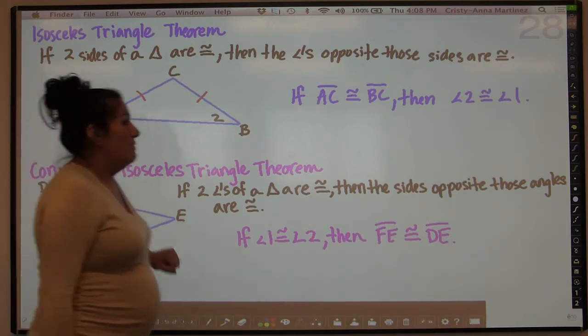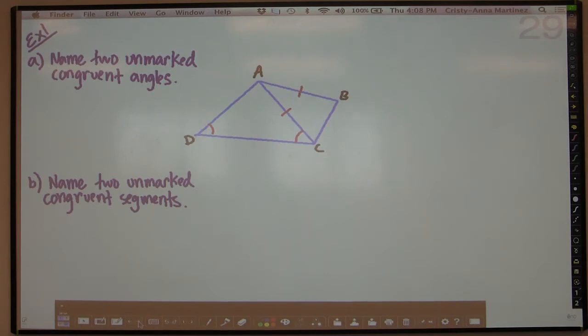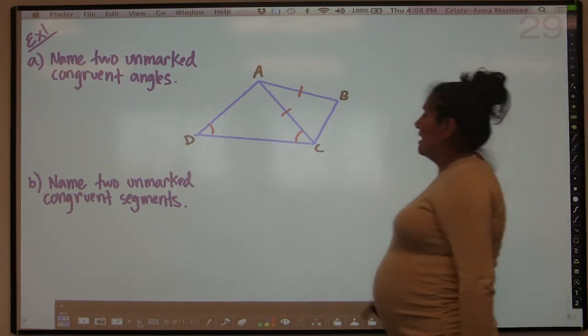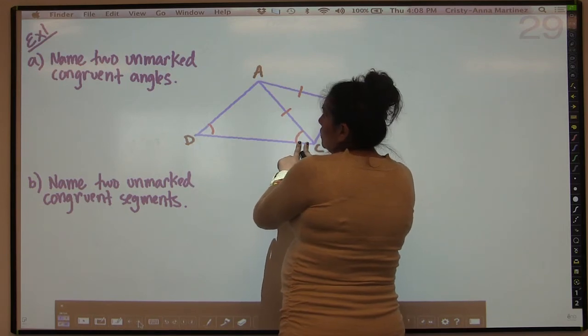Hopefully that all makes sense, and we are going to use that for this example here. It says in part A, name two unmarked congruent angles. We can see that these are already marked, so we don't want to use those.